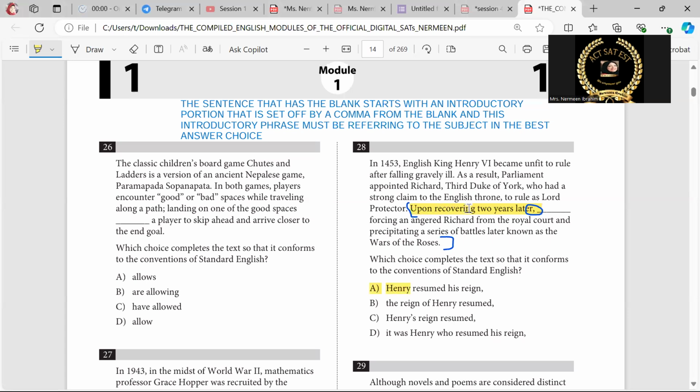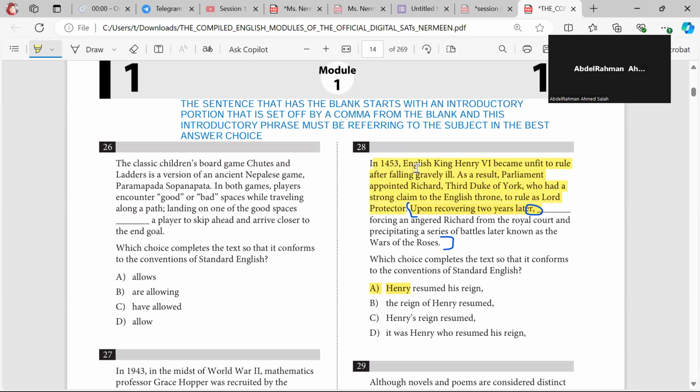Read it: upon recovering 2 years later. Do you know the meaning of recovering? Coming back, regains one's health. Okay, if I fail to understand the word recovering, I can read, no problem. I can skim this part. It will enhance my understanding. So I will read. Can you read it?